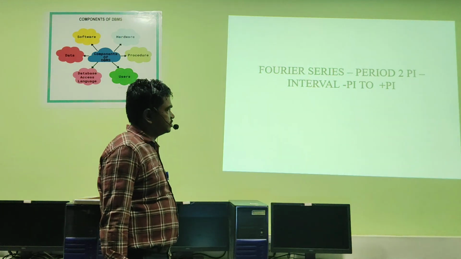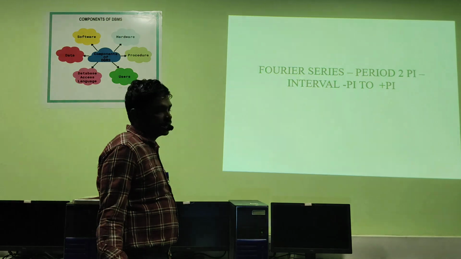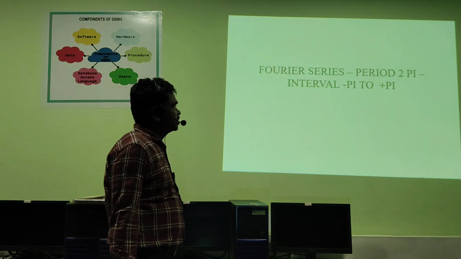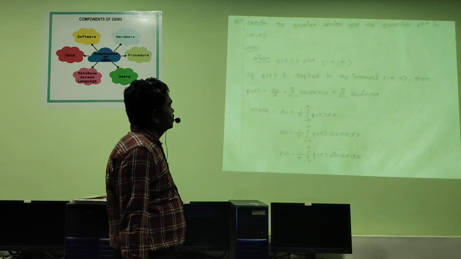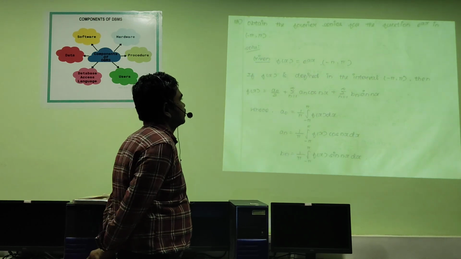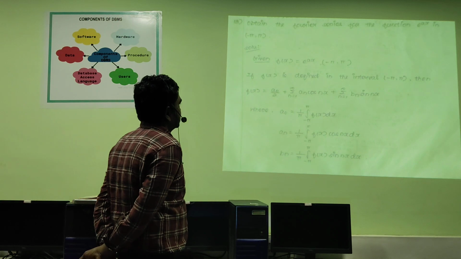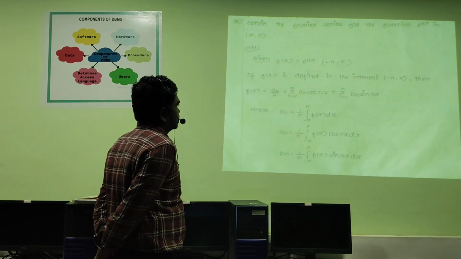So this is the Fourier series with period 2 pi in the interval minus pi comma pi. We can see now here. Okay, so now we will take one example. Obtain the Fourier series for the function e power ax in minus pi comma pi.